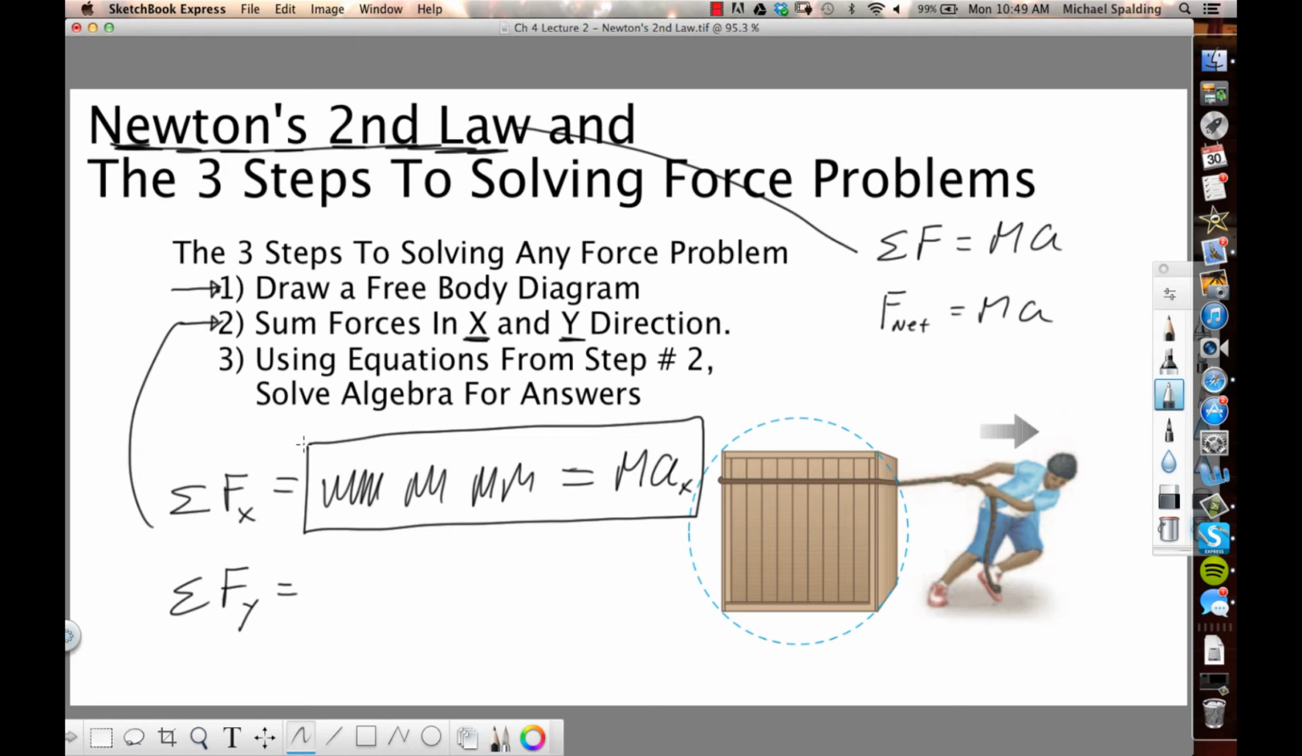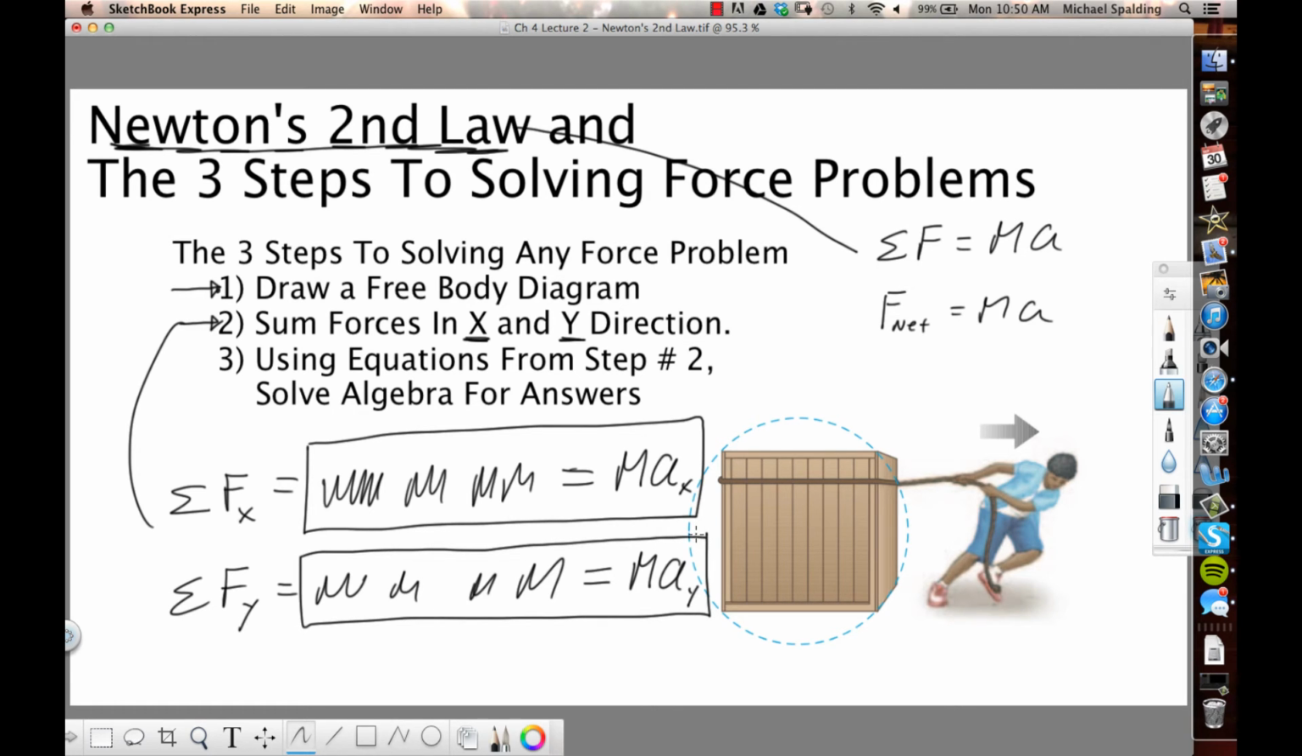Then you're going to go to the y direction. You're going to have blah, blah, blah, blah. Why am I saying blah? It's different for every problem. But when you're done summing the forces, what's it going to be equal to? ma, where that's a y acceleration. So what you've done here is you've created the equations that solve the problem.